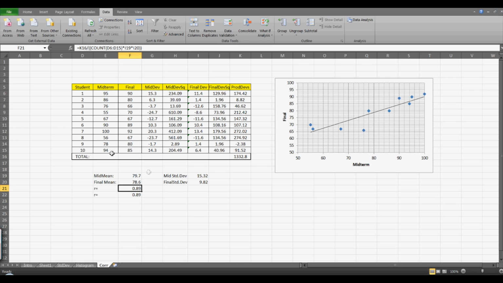So that would be doing it the hard way, but you can also very simply calculate the same number by using the command CORREL, parenthesis, and then for the first set of information you put in the range of the midterms by dragging down, separate that by a comma, and then put in the range of the finals. Then close that parenthesis, hit return, and it gives you the correlation.